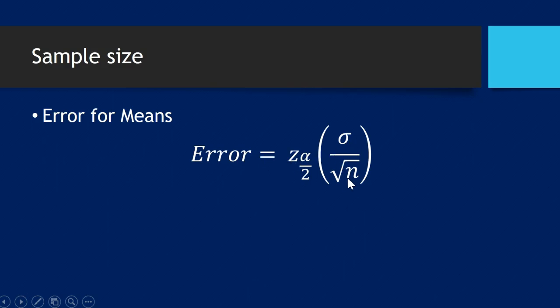It has 4 unknowns: error, z-value, standard deviation, and n. But what's going to happen is I'm going to be given 3 of them. I'm going to know the error that I want. I'm going to have a z-value that's coming from the confidence level. I'm going to be given a standard deviation. And then n is the sample size. So all I have to do is put those 3 numbers in and then solve for n.